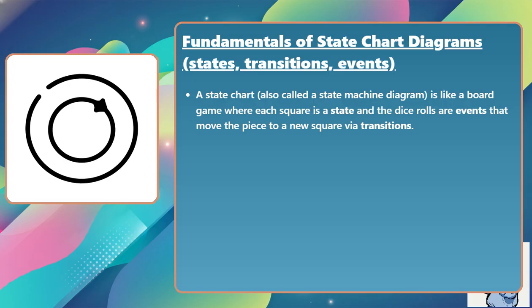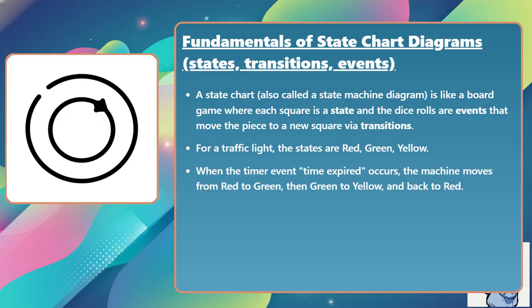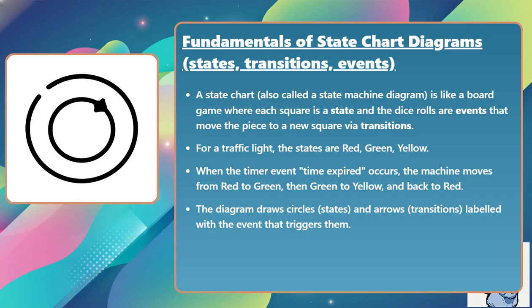A state chart, also called a state machine diagram, is like a board game where each square is a state, and the dice rolls are events that move the piece to a new square via transitions. For a traffic light, the states are red, green, yellow. When the timer event time expired occurs, the machine moves from red to green, then green to yellow and back to red. The diagram draws circle states and arrows transitions labeled with the event that triggers them.